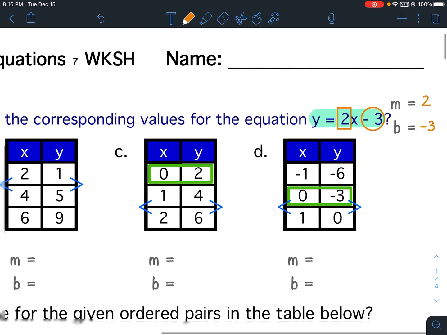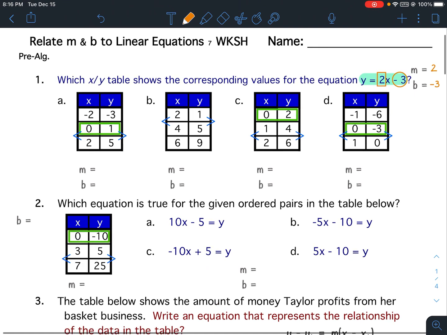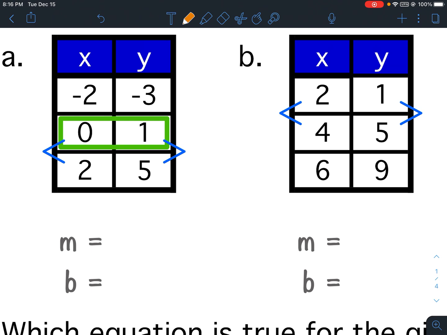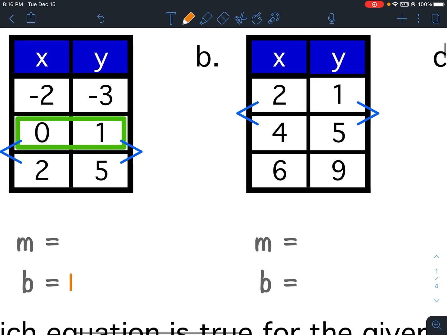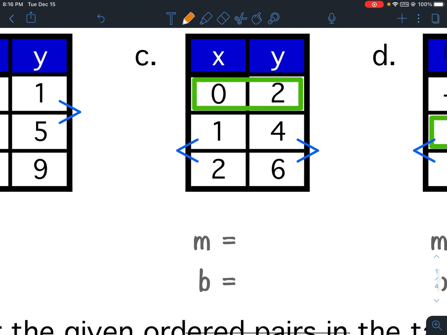So when you look at these charts, remember from the lesson, I told you if you're given an xy table, try to find where x is 0 first. And if you look, I boxed all the ones that have x is 0. So for this one, if x is 0 and y is 1, that means my y-intercept is 1. I don't know what my y-intercept is here, so I'm just going to skip it for now.